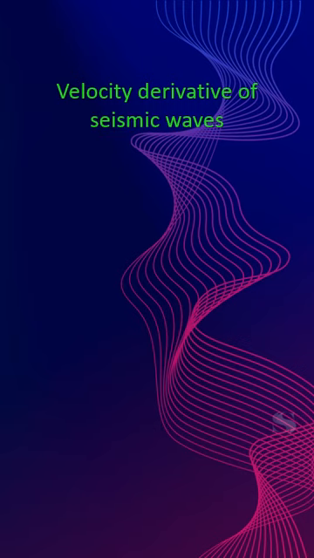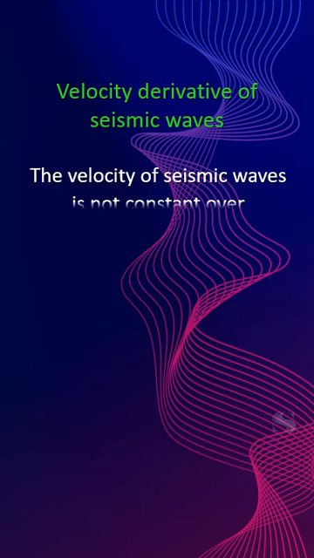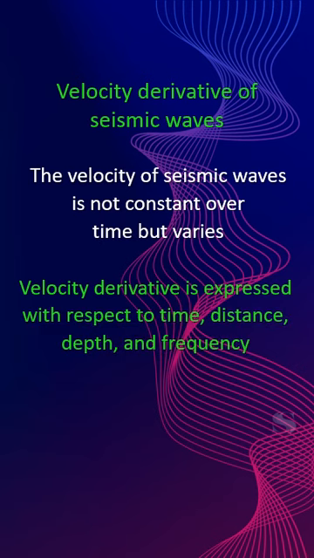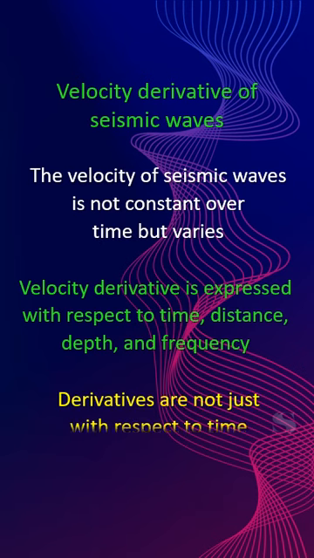Velocity derivative of seismic waves. In seismology, mathematical tools are essential for analyzing seismic waves, and velocity derivatives are one such tool. The velocity of seismic waves is not constant over time, but varies depending on the properties of the Earth's crust and mantle through which they propagate. Instead of expressing the velocity derivative only with respect to time, seismologists also express it with respect to distance, depth, or frequency. This is the more relevant part, derivatives that are not just with respect to time.